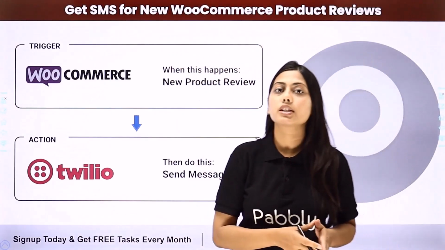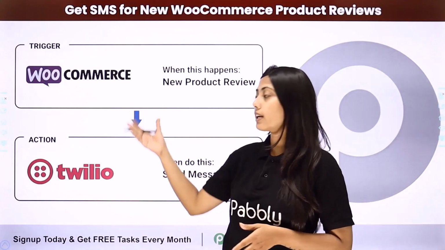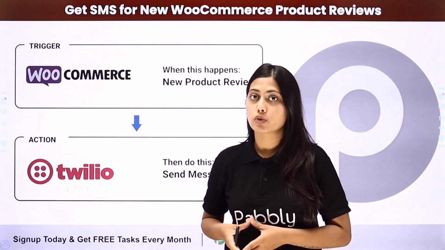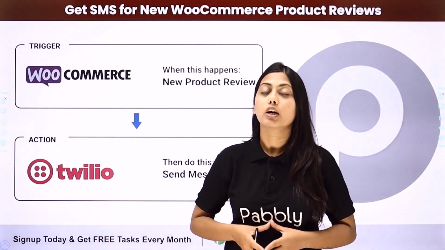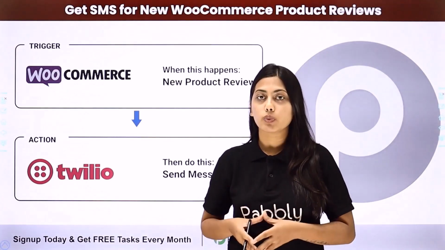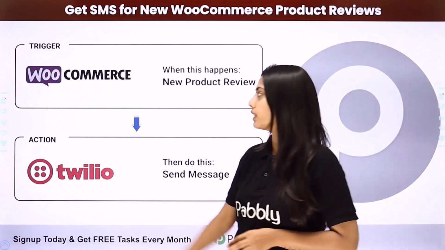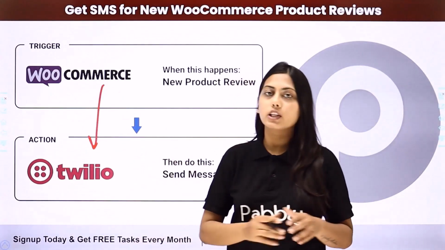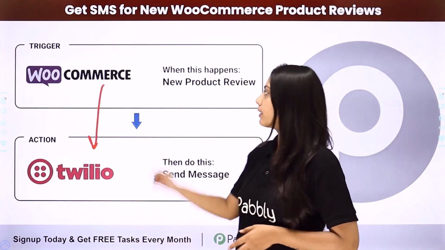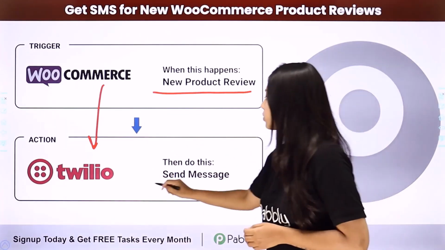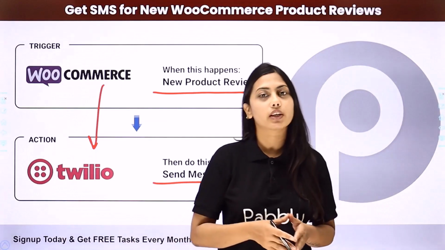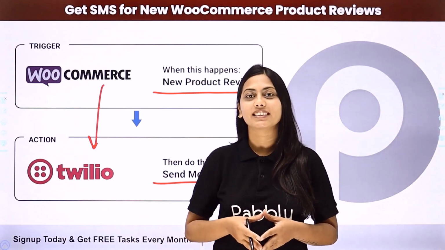Hello everyone, in this video we will learn how to get SMS for new WooCommerce product reviews. So when you receive a product review on your WooCommerce website, you want a notification message to be sent that yes, you have received a new review and you can check it on the website. For this, you can create an automation with the help of Pabbly Connect to integrate these two applications, that is WooCommerce and Twilio. In this integration, our trigger will be the new product review received on WooCommerce, and our action will be to send a message notification for that specific review. Let us learn how to do that.